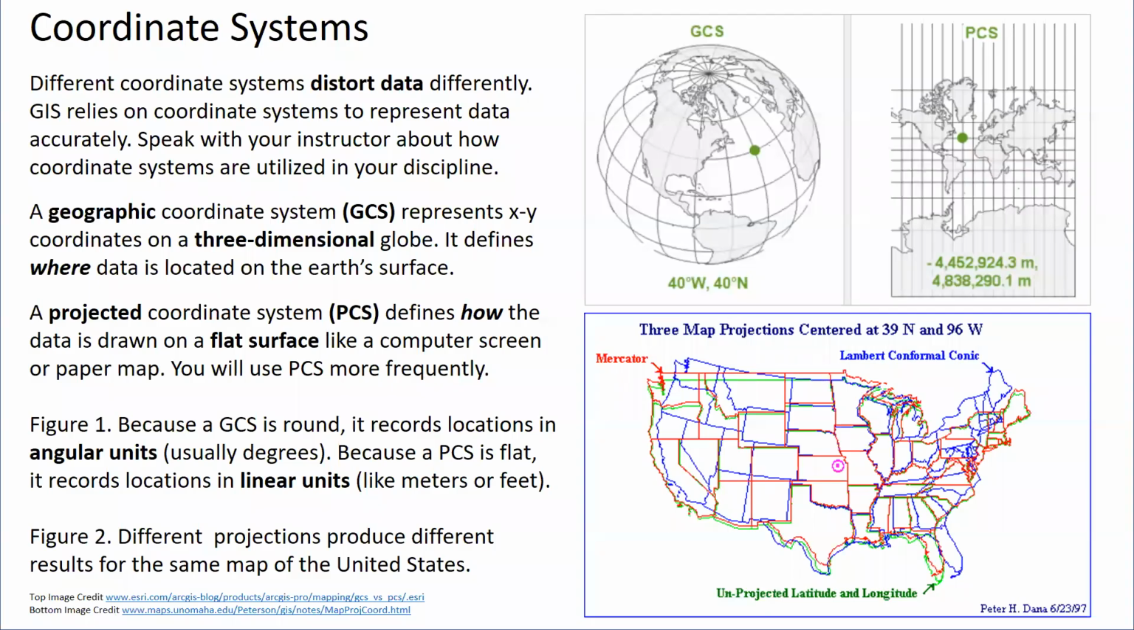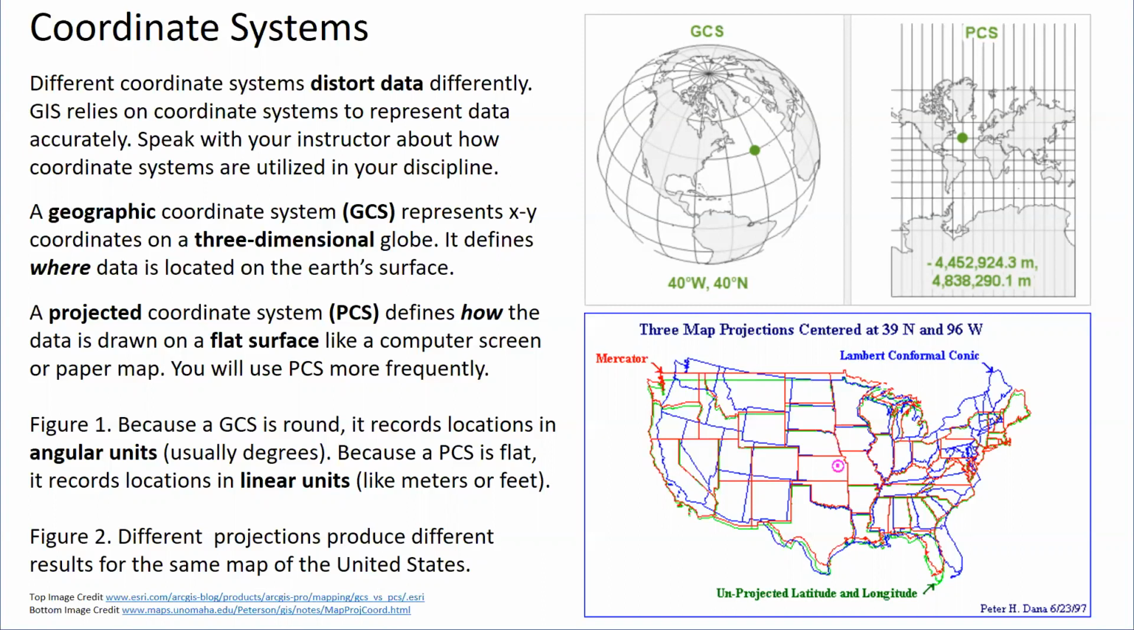When we talk about projecting our data, we're really talking about coordinate systems. Different coordinate systems distort data differently. In this map of the United States, you can see that 3 different projections were used to create 3 different shapes of the same United States.